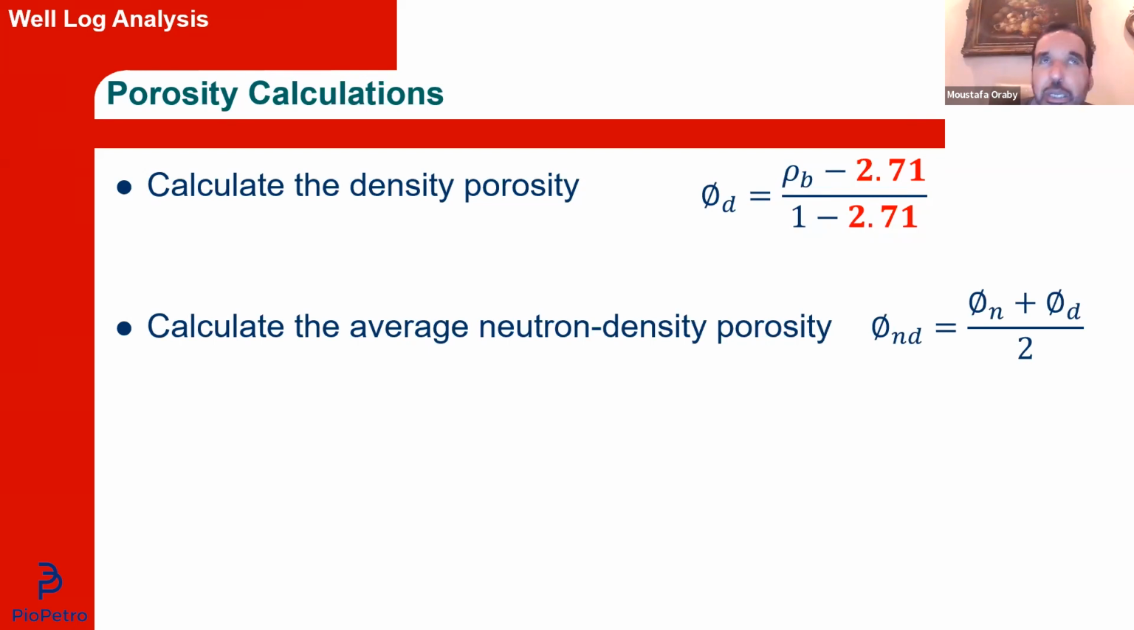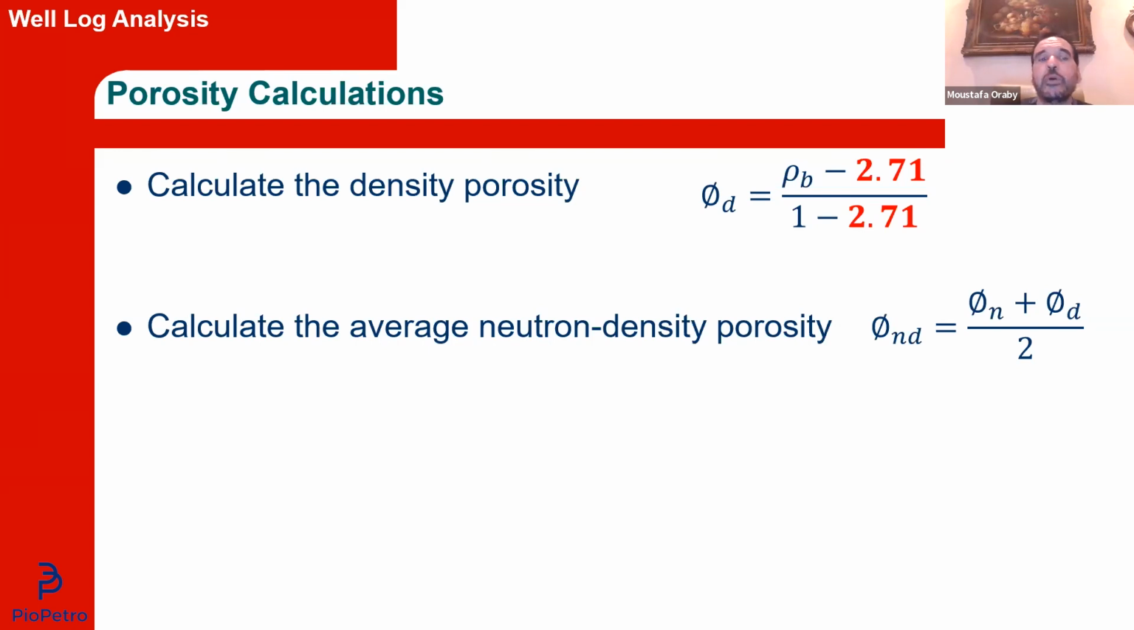Somebody will say, well, in my country we don't use limestone scale, we use sandstone scale. So in this case, you use 2.65. If your neutron is on limestone scale, use 2.71. If your neutron is on sandstone scale, as sometimes in the US, for example, we use sandstone scale, 2.65, then you have to calculate density porosity on sandstone scale. Then you take the average neutron density porosity.